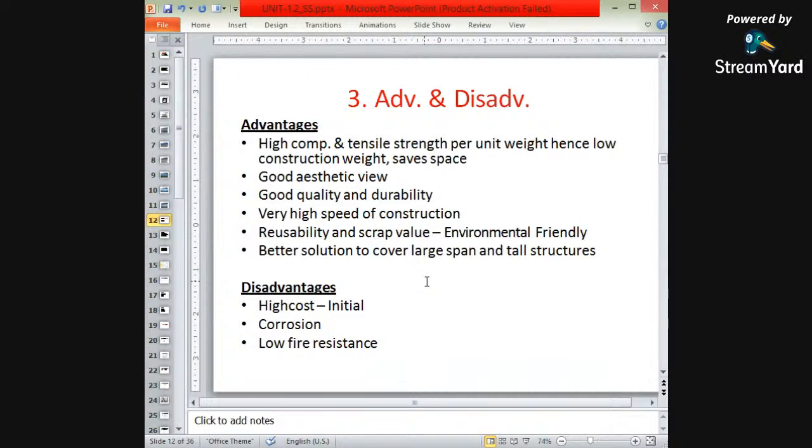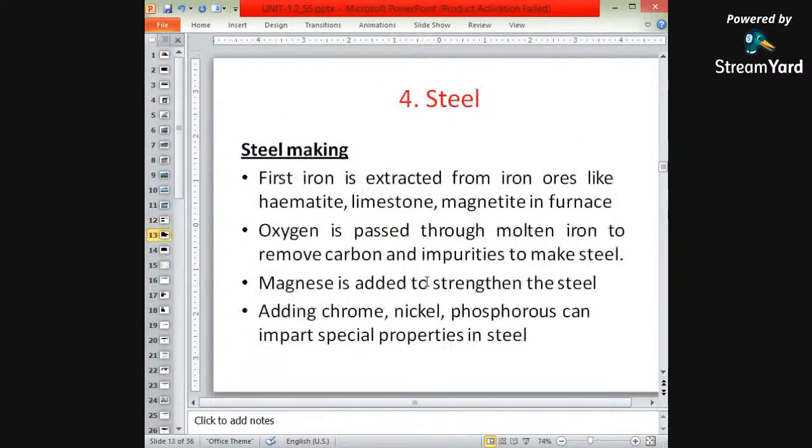Again, low fire resistance. In steel structures, you have already heard about the various types of structures, it easily catches fire because the melting point of the steel structures is high. If it catches fire, the deflection in the steel structures is more as compared to the RCC structures. So here it has low fire resistance. Okay, the steel structures have low fire resistance.